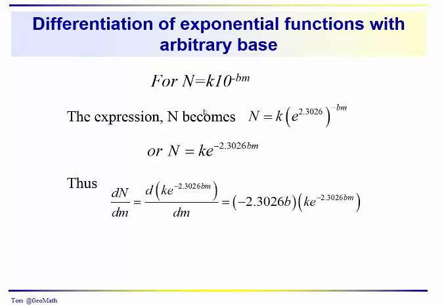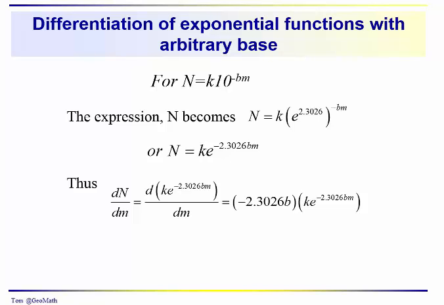Okay? Now, dn/dm: we've expressed n in a base e formulation, so now we're just going to apply the rule that we already know. We rewrite the function, k e to the minus 2.3026 times b times m, and then we take the derivative of the exponent with respect to m in this case. The derivative of the exponent with respect to m is just minus 2.3026 times b.